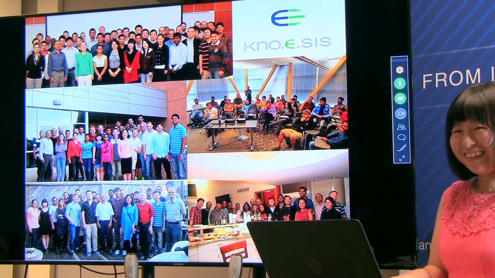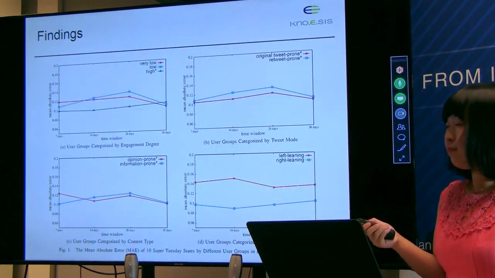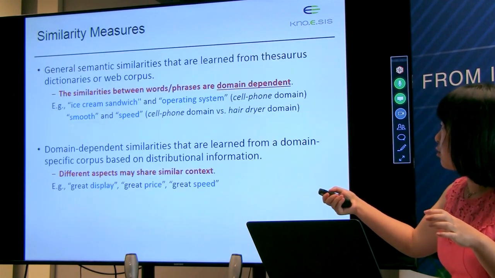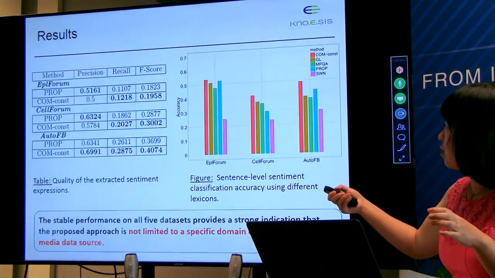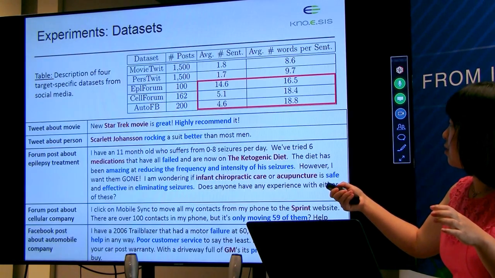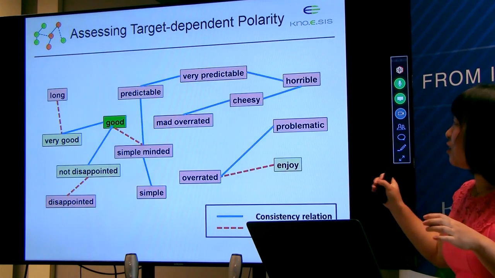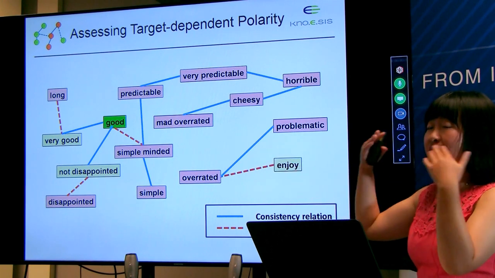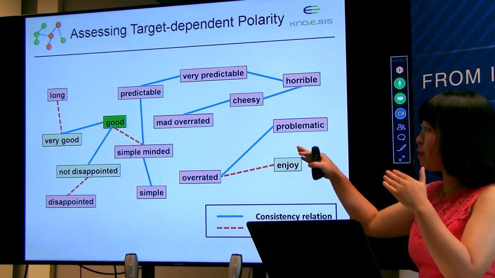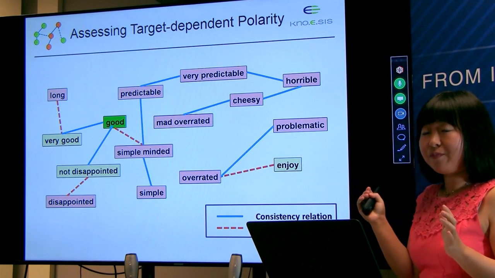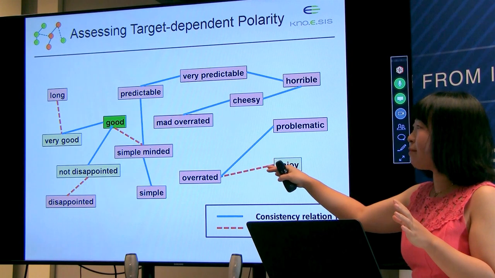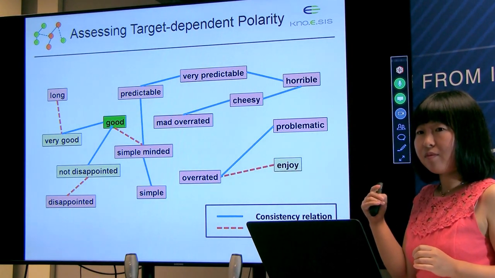From your first work and second work, it's not supervised. So how do you know whether it's negative or positive, or whether that combination is negative or positive? Oh, the first one, I showed the optimization model. We know the connection between each pair of candidates. For example, good and very good are consistent, they indicate the same polarity. Good and simple-minded indicate opposite polarity. If we know good is positive, then we can infer that very good is also positive and simple-minded is negative. That positive you get from your dictionary.